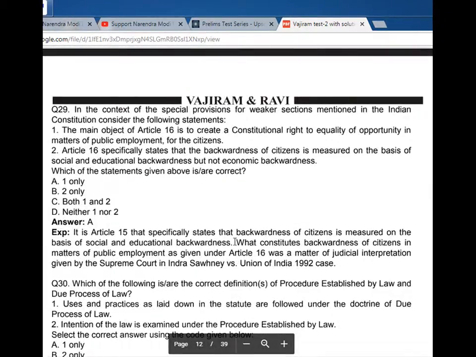In the context of the special provisions for weaker sections mentioned in the Indian Constitution, consider the following statement. The main objective of the article is to create a constitutional right or right to equality of opportunity in matters of public employment for the citizen.